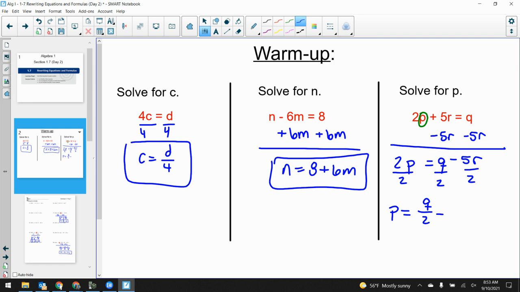The 5r over 2, does 5 over 2 reduce? I mean, technically, could we make it 2.5? I guess so, but I really wouldn't like that. Let's just leave it as 5r over 2. And that's my answer.